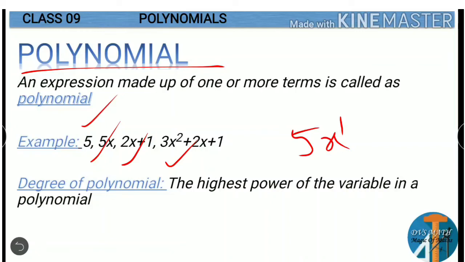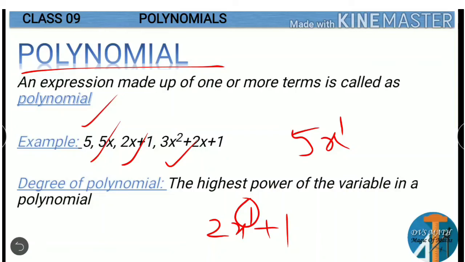Or if I consider 2x plus 1, here we have 2 terms. But what is the power of the variable here? Here we have to consider the power of the variable. If nothing is written, we have to consider it as 1. So here the power is 1, and we are calling it the degree. The highest power of the variable is 1.